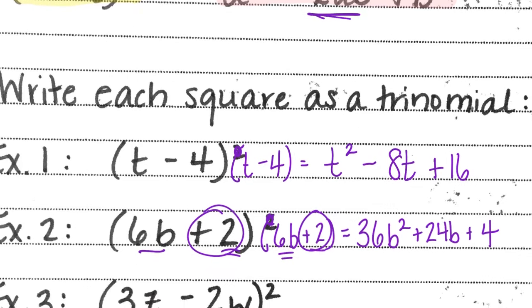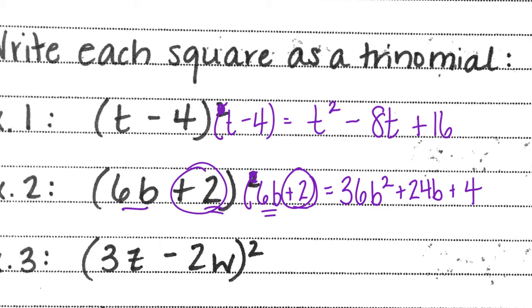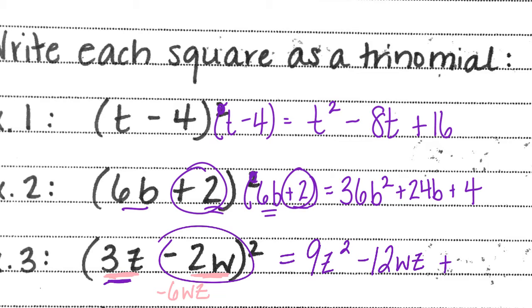So hopefully by now you're feeling pretty good. Last one, what we're going to look at like this is 3z minus 2w squared. Let's see if we could do this without rewriting it. So remember, the formula tells us to take the first term and square it. Well, that's going to be 9z squared. And then they tell us to take 3z and negative 2w and multiply it and double it. So that's negative 6wz. Well, if I double that, I get negative 12wz. And then we're just going to take the last term and square it, which is positive 4w squared.